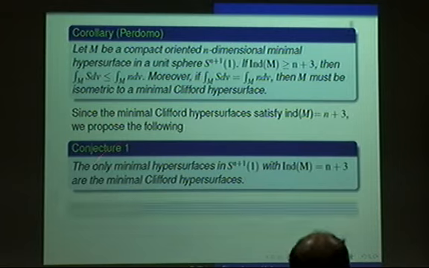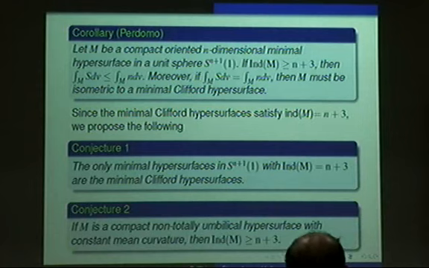So from Urbano's results, we know that this conjecture is true. Now I'd like to give another conjecture. If M is a compact, non-totally umbilical hypersurface with constant mean curvature, then we guess that the index is greater than or equal to n plus 3 for the constant mean curvature. Here it is for the minimal hypersurfaces, for compact non-totally umbilical hypersurfaces. So this is about the hypersurfaces with constant mean curvature.